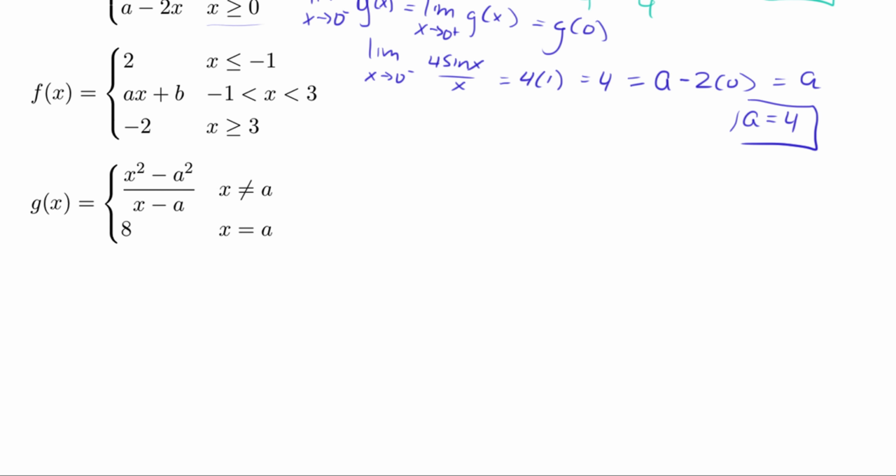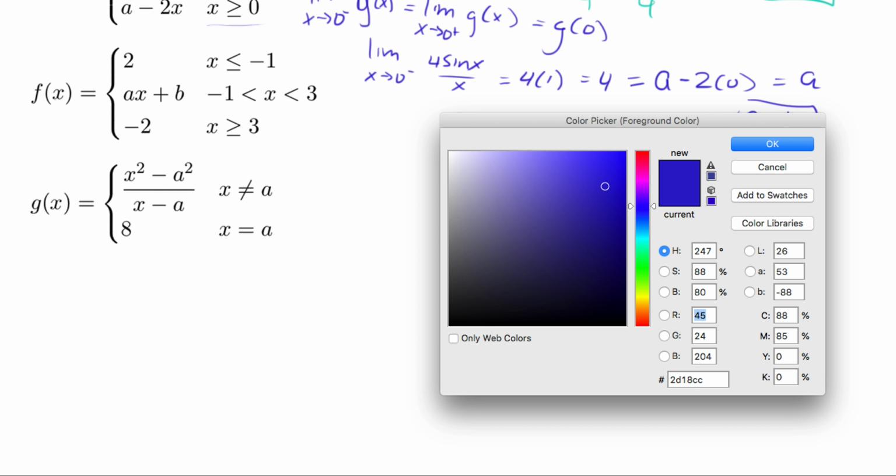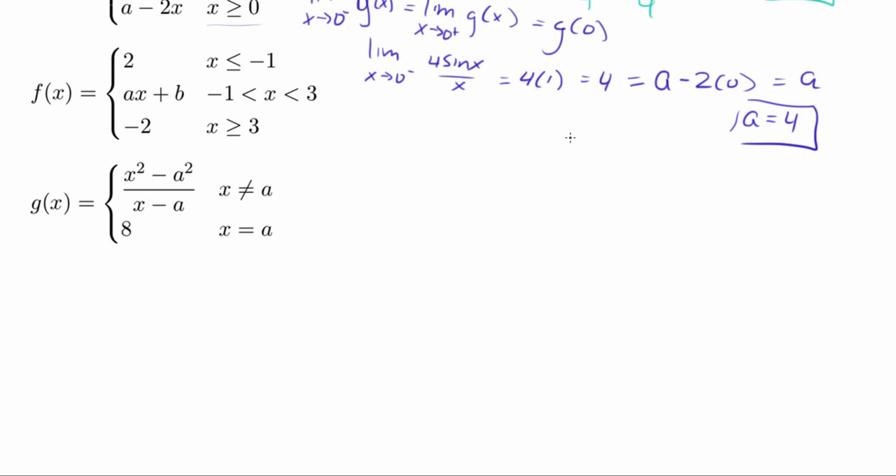Now, this one has two variables, two unknowns. So how do we attack that one? Whenever you have two unknowns, usually you have to do a system of equations, but I'm still skeptical of that for this problem. So let's see. The limit when x approaches negative 1 from the left of f of x has to be equal to the limit when x approaches negative 1 from the right of f of x, which has to be equal to f of negative 1.